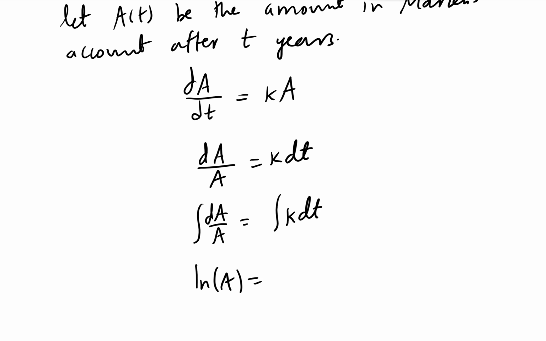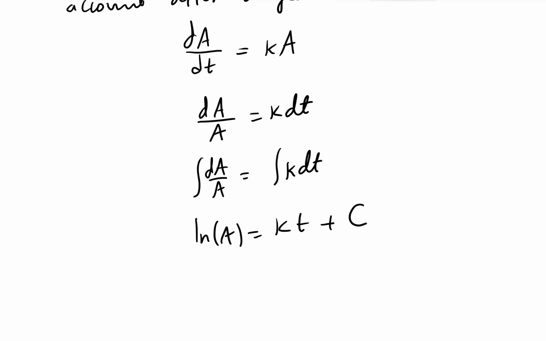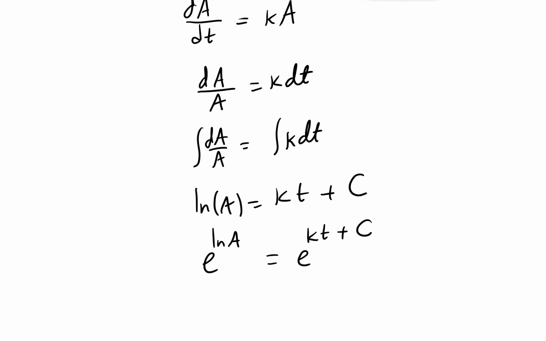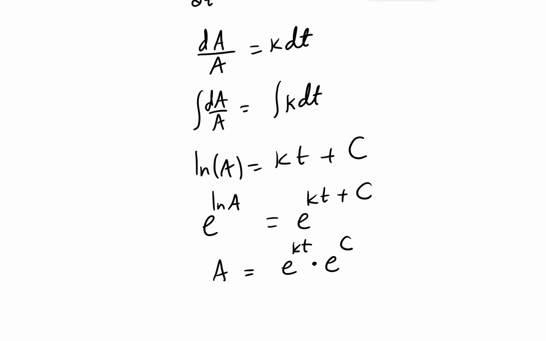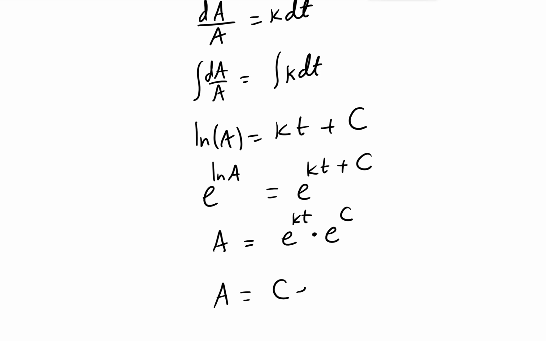Natural log of A equals kt plus c. Then we do e to both sides. That gives us A equals, you can separate these by the properties of exponents, C e to the kt. If you read the problem, they said, find a particular solution. This is a general solution.